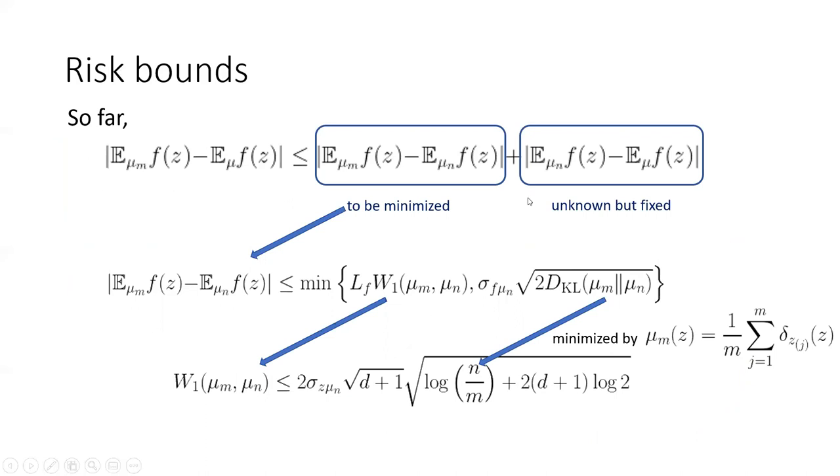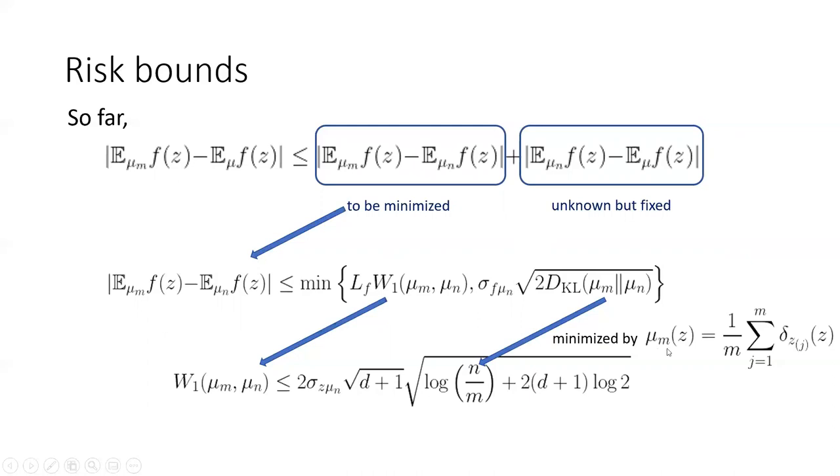We start from this basic inequality. Since this term is determined by endpoints and unknown mu, it's unknown but fixed. So we want to minimize this term. By minimizing this term, we notice that it's upper bounded by these two terms. And this one can be minimized by putting equal weights to every point that is subsampled, and we get the minimum value of this KL divergence. On the other hand, this one can be upper bounded by this quantity.